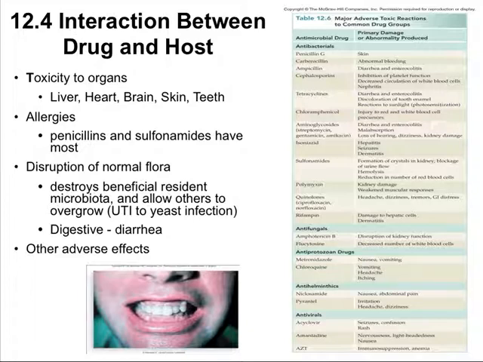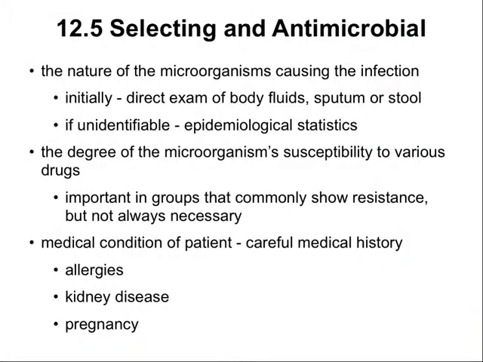On the right, you can see a table that shows the major adverse toxic reactions to common drug groupings. It's also a nice summary table of all the drugs that we've covered. Now let's look into some of the details about how we might select a particular antimicrobial for the treatment of any given infection. Really, three things need to be considered.